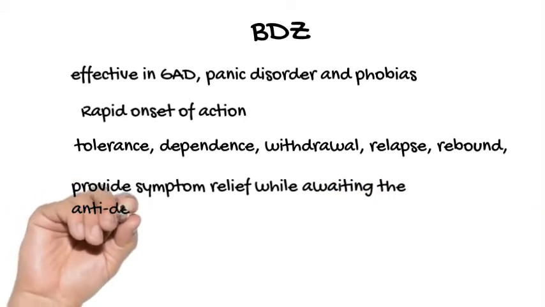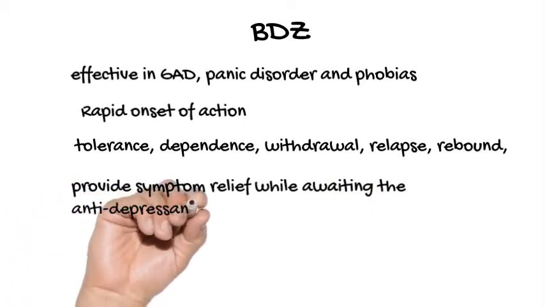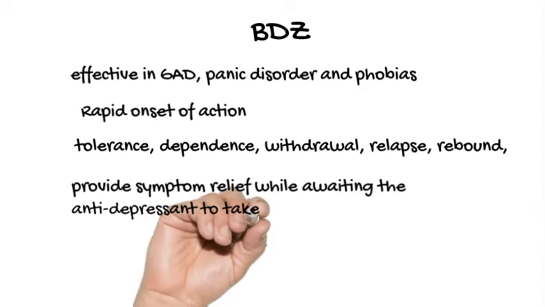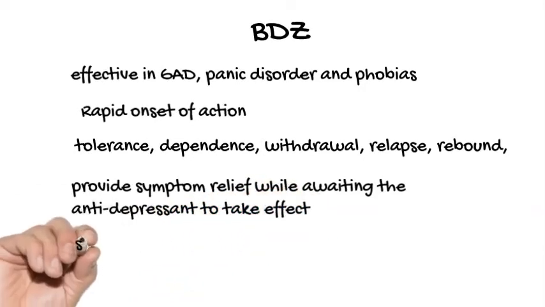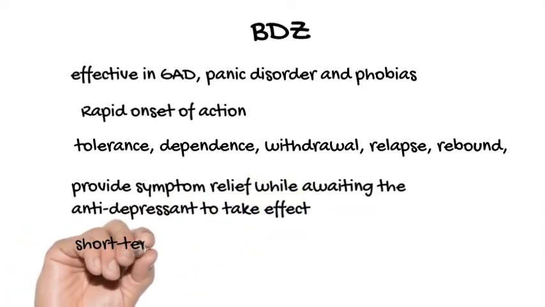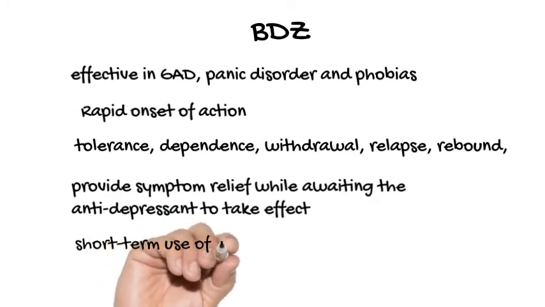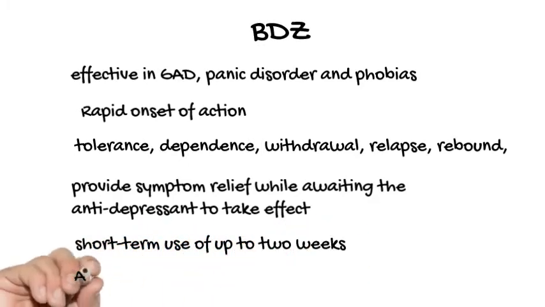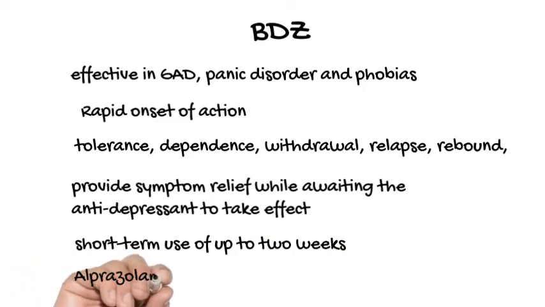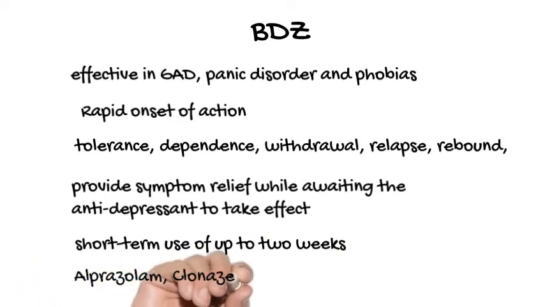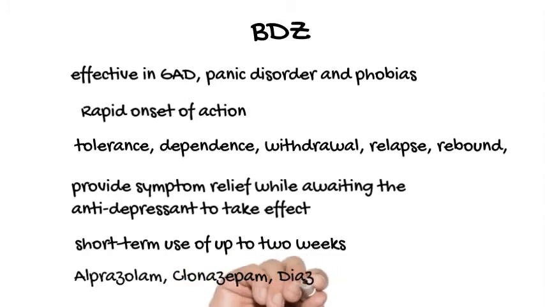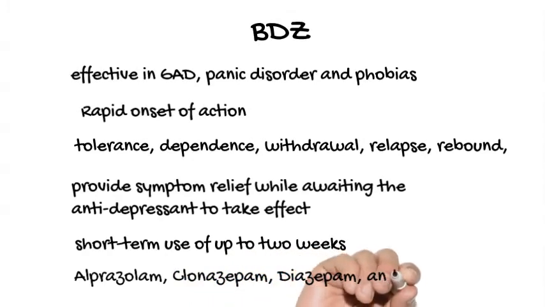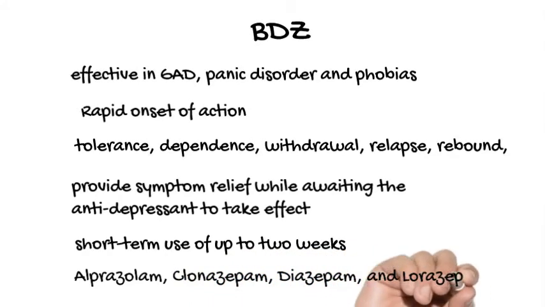Hence, benzodiazepines should be restricted to short-term use of up to 2 weeks when initiating treatment, and should not be used as monotherapy. They should be given at the lowest possible dose and gradually tapered off because of its addictive potential. They are contraindicated in those with alcohol or substance abuse. Commonly used examples are alprazolam, clonazepam, diazepam, and lorazepam.